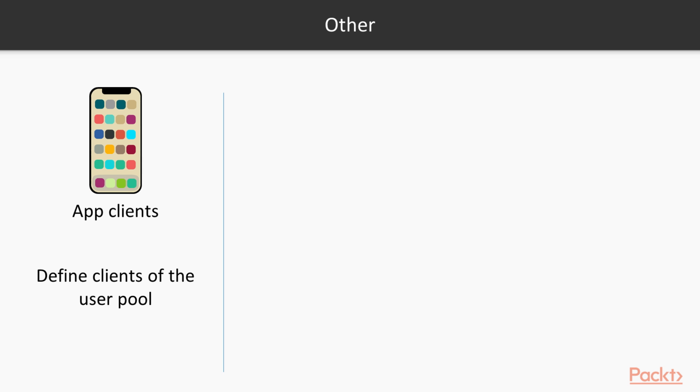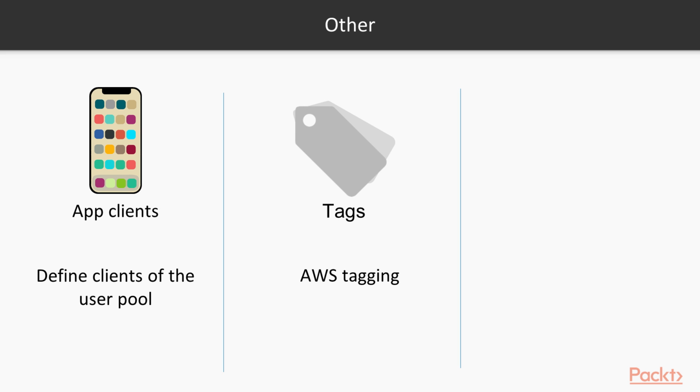The first of these is app clients. We care about this because we'll need a client for a website. Next, we have tags. We have seen tags in a lot of other places in AWS so far, like DynamoDB and API Gateway and Lambda, and this is no different. These are just convenient ways of grouping resources together.